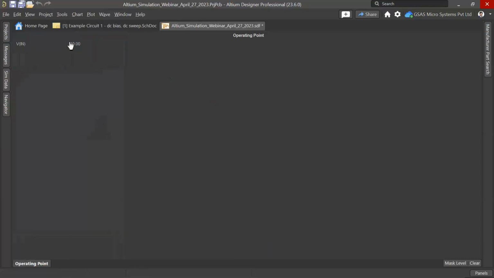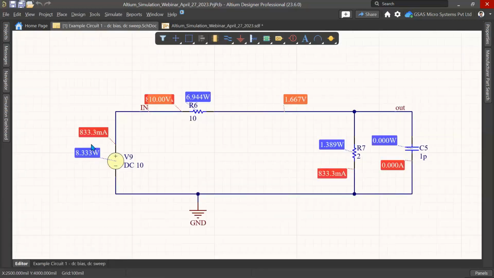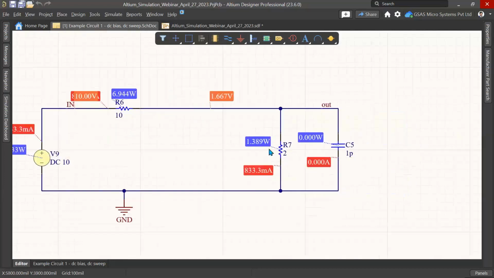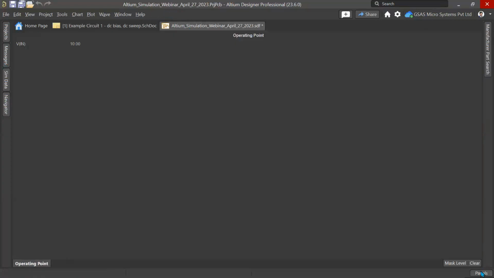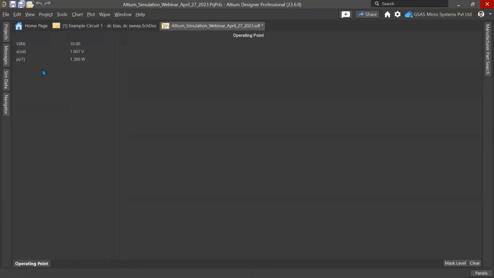You can see what the voltage is. We input 10 volts. And if you go to the circuit, you can see the voltage over each node, voltage and current values. It is 8.33 watts and 833.3 milliampere current. And this is the voltage across this point. If you want to see any other voltage point, you can just go to sim data and choose which outputs you want to analyze. You can see the voltages at the particular nodes.